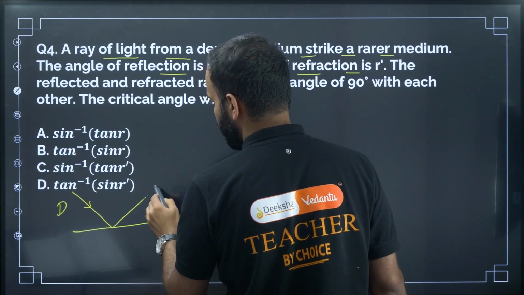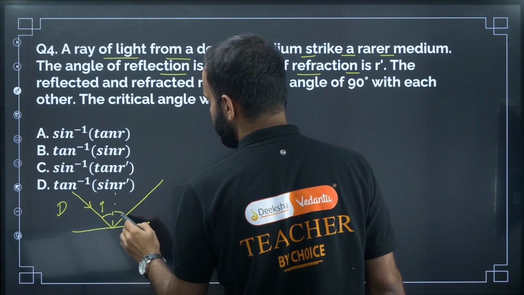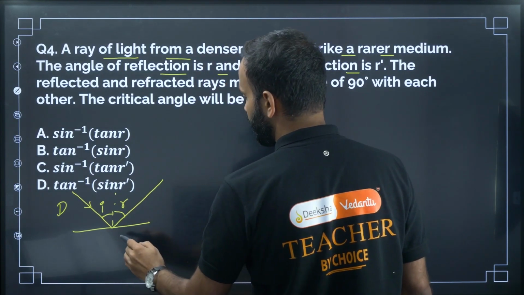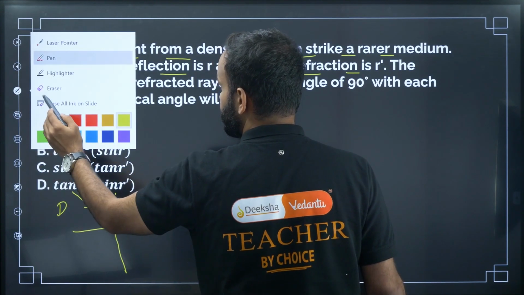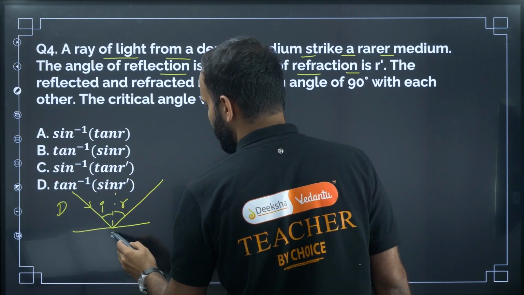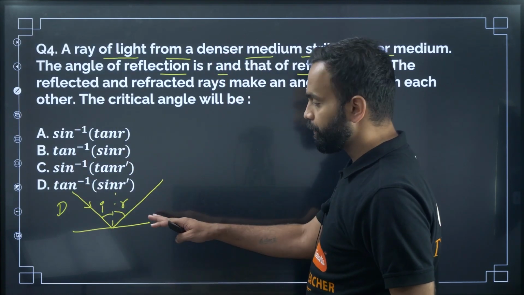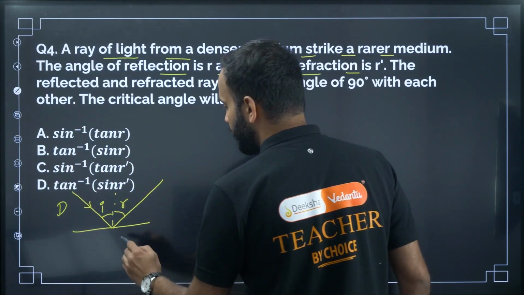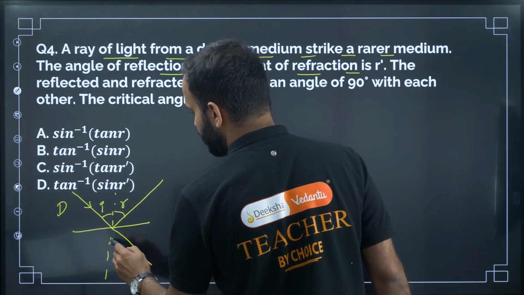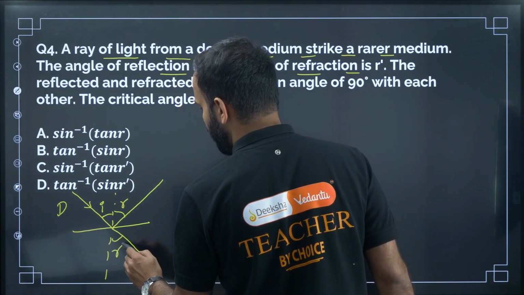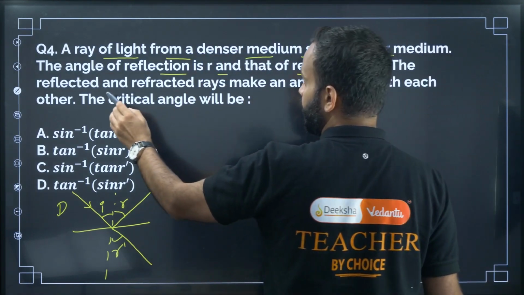Okay, this is the angle of incidence, this is angle of reflection r. So this is denser medium, right? So when light travels from denser medium to rarer medium, what happens? The refracted ray moves away from the normal, right? Like this. This is r dash. Okay, refraction is r dash.